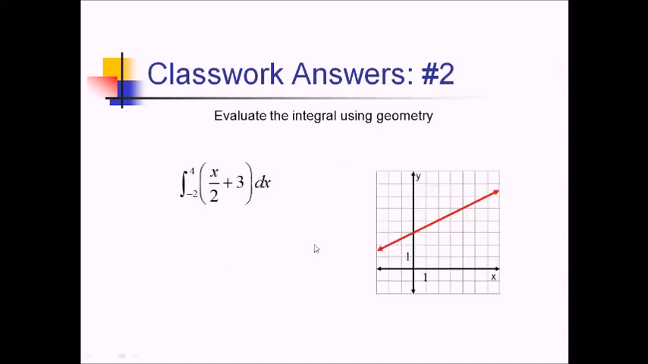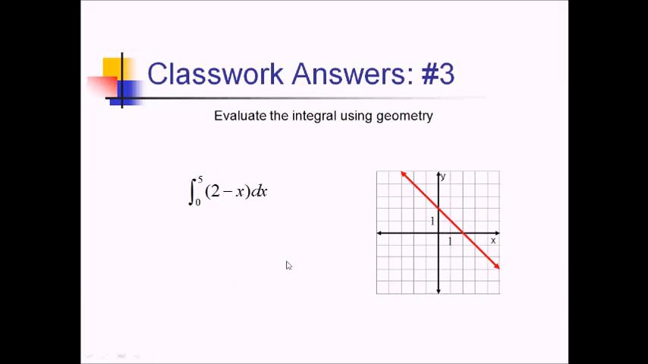On this problem, we want the definite integral from -2 to 4 of x over 2 plus 3, this line here that has a slope of 1/2 and a y-intercept of 3. We're going from -2 to 4. That gives us a trapezoid that we're finding the area of. So that's going to be 1/2 times the height of, this would be 6 in this case, times base 1 and base 2, so that would be 2 plus 5. So we've got essentially 3 times 7, which is 21.